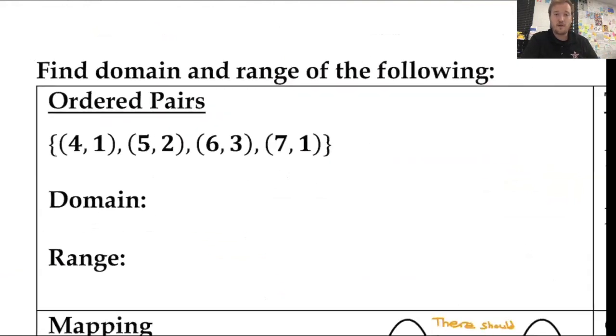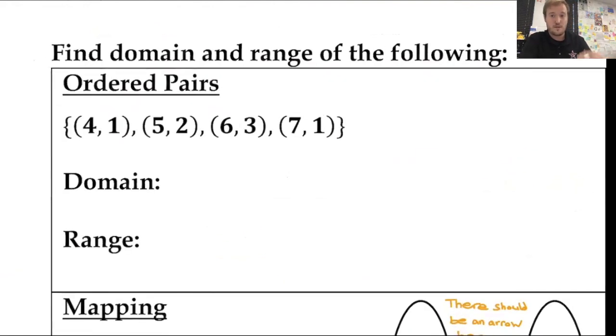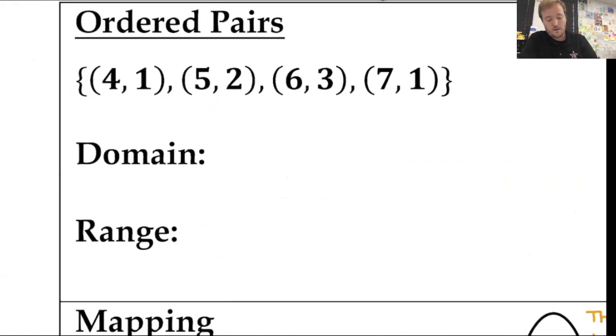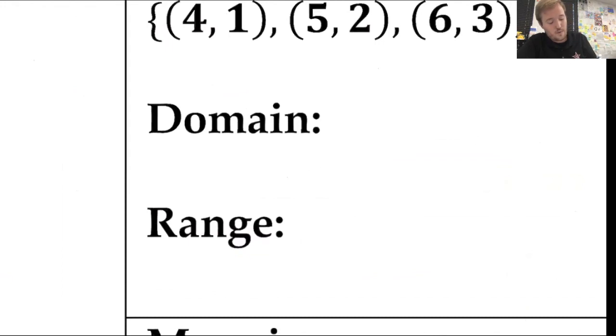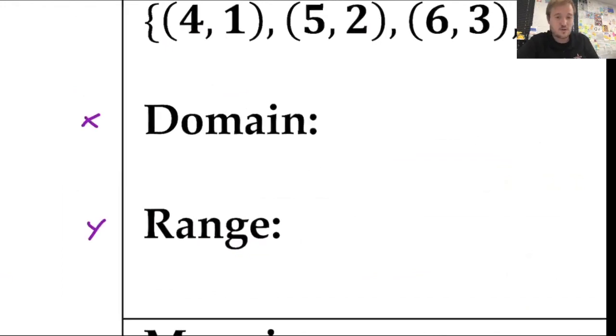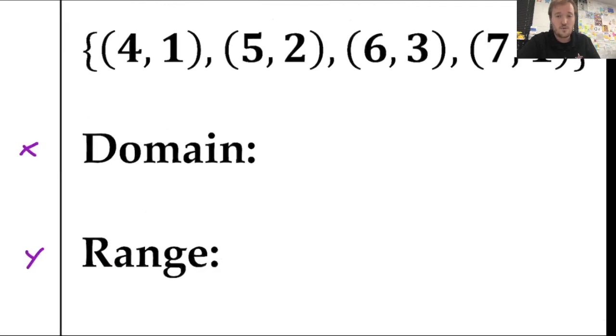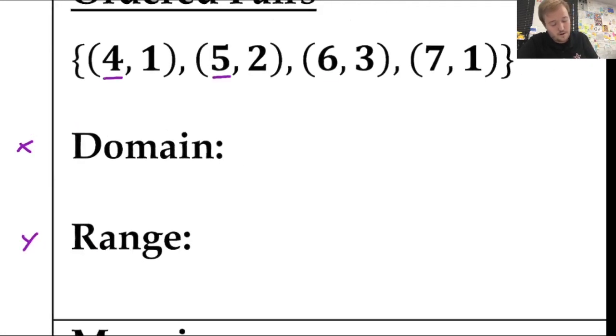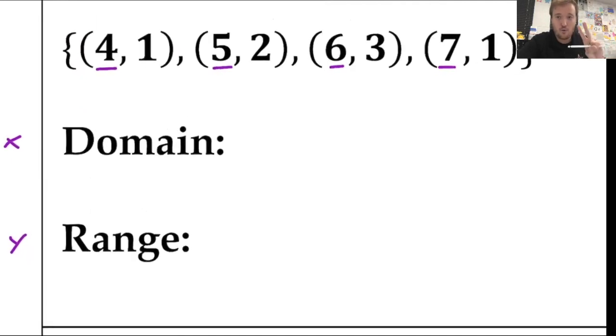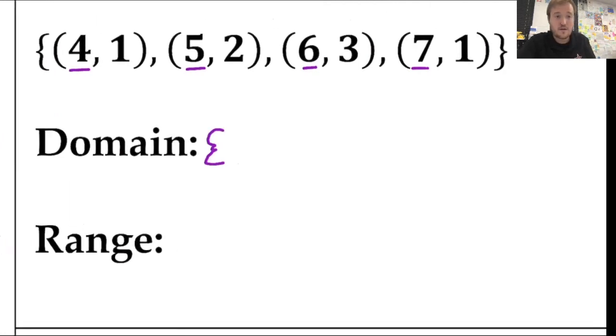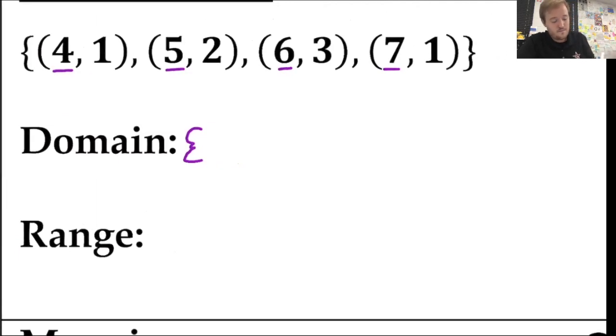So I want to find the domain and range of the following. So I'm going to use the different representations from 2A. So here we have an ordered pair. So remember, your domain is all your X values and your range represents your Y values. So for the domain, I'm looking at 4, 5, 6, and 7. So once again, least to greatest, no repeating values. So I'm going to open up my curly bracket. It's a terrible curly bracket, but it's fine. All right, so from least to greatest. So 4, 5, 6, 7.